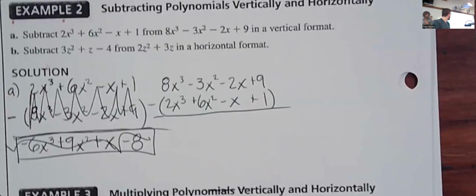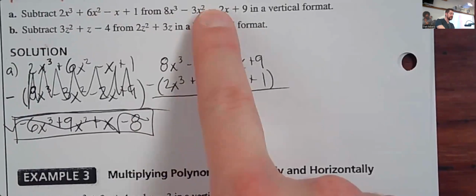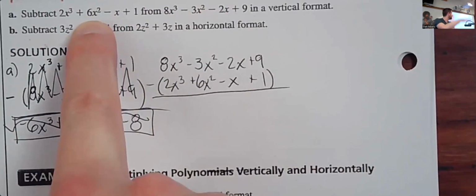So the word from means that this one is being taken away from that one. So in the order of subtraction, this one has to show up first, and then that one gets subtracted from it.